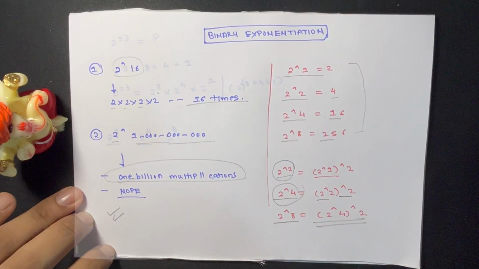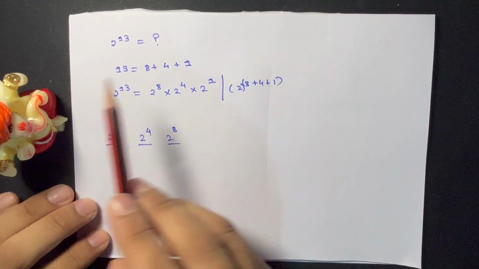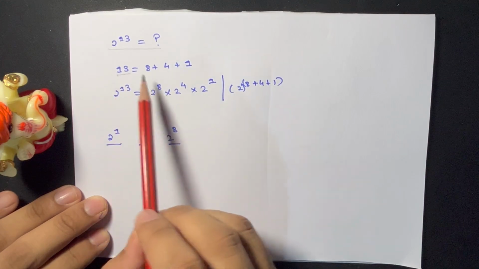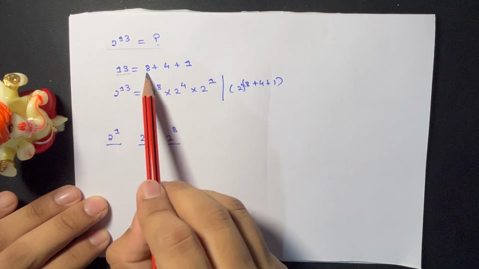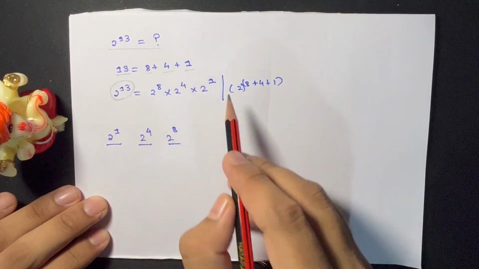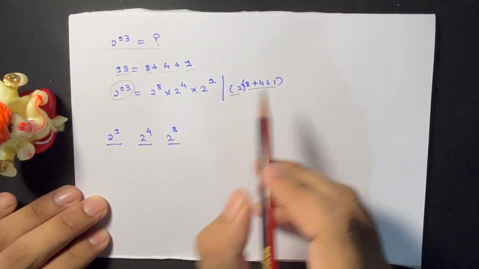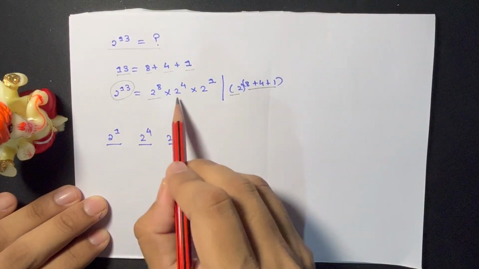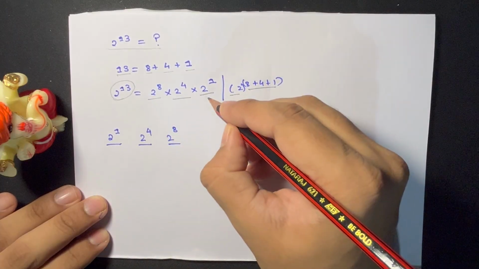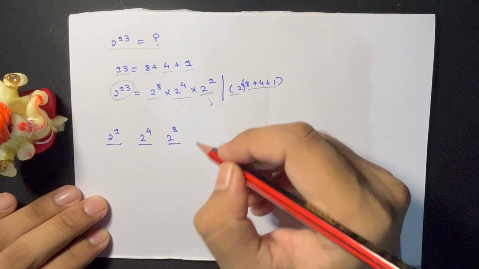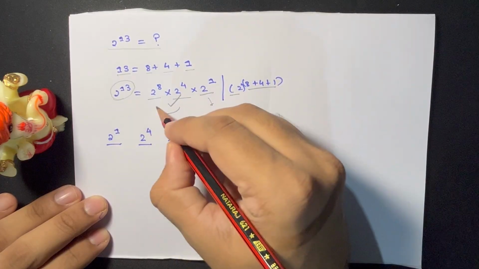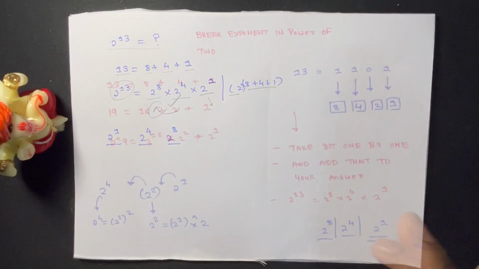Okay, now consider you have been asked to calculate 2 to the power of 13. Now 13 can be represented as 8 plus 4 plus 1. So 2 to the power 13 can be represented as 2 to the power of 8 plus 4 plus 1, which equals 2 to the power 8, 2 to the power 4 and 2 to the power 1. Now we have seen that from 2 to the power 1 we can calculate 2 to the power 2, from 2 to the power 2 we can calculate 2 to the power 4, and from this we can calculate 2 to the power 8.